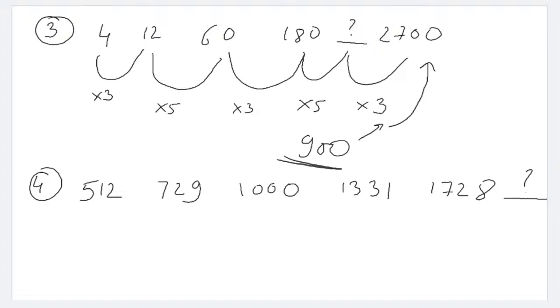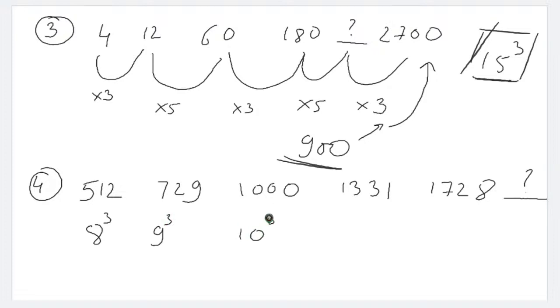If you can think, if you can imagine, this is a very easy question. You don't have to find any difference. You don't have to find any logic. If you are able to identify the numbers, if you know the cubes till 15 cube, then you are good to go for this question. Any person who knows cubes till 15 will come to know that this is basically 8 cube, this is basically 9 cube, this is 10 cube, this is 11 cube, 12 cube.